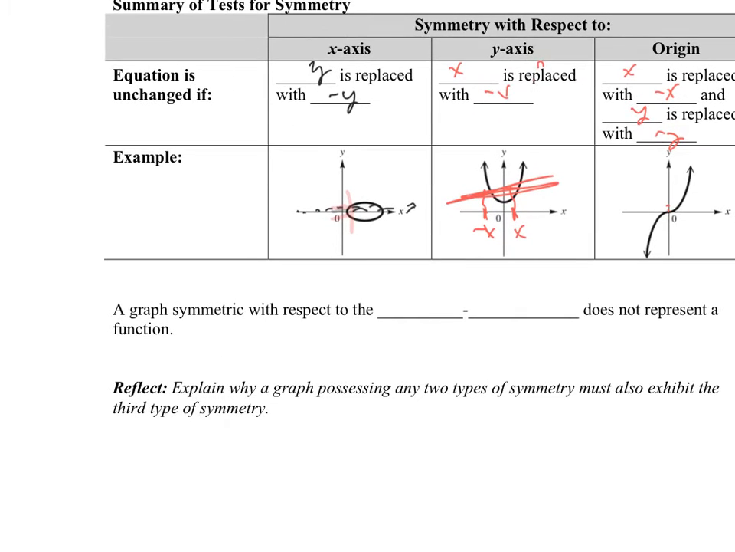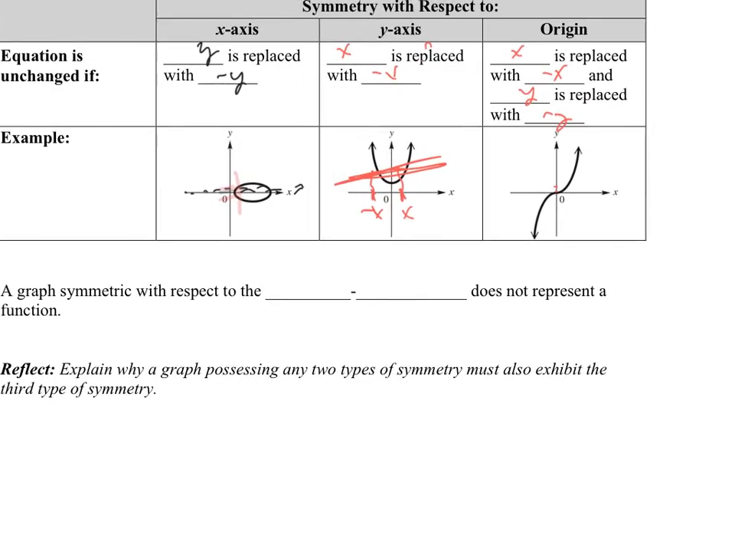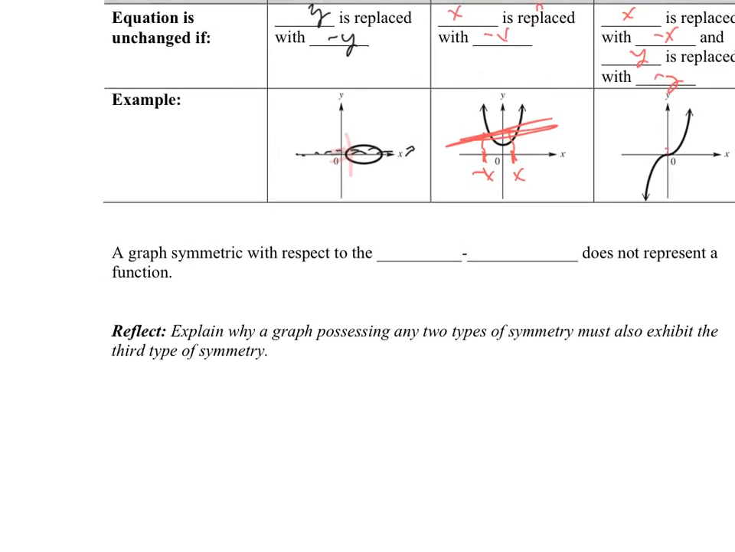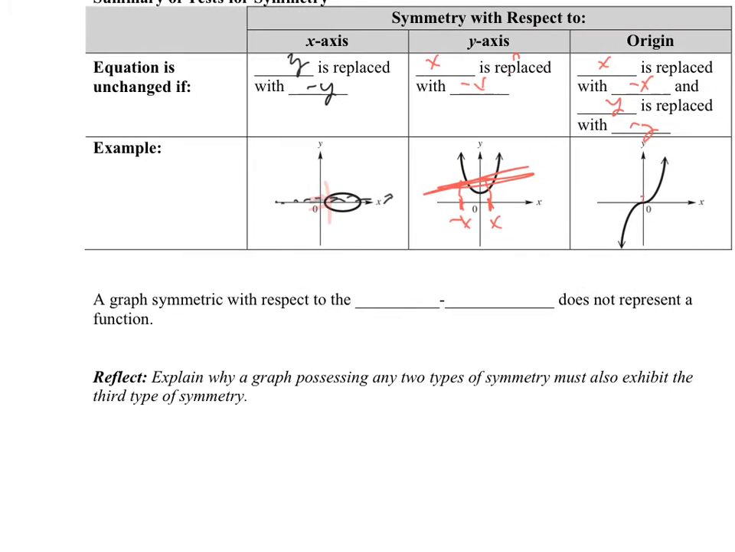A graph is symmetric with respect to the blank, comma blank does not represent a function. Okay, look at those pictures. The only one that is not a function is the one that has symmetry with the x-axis. It's not a function, because the x value is used twice to get these two different y values. That's what they're asking here.